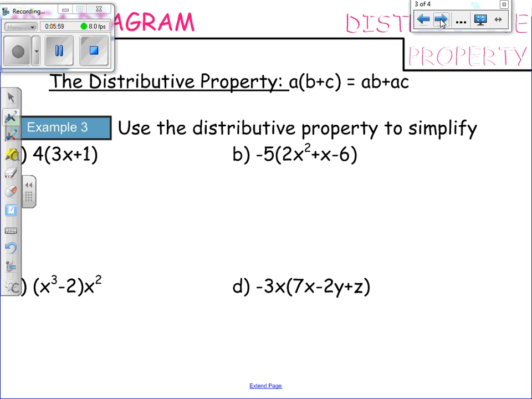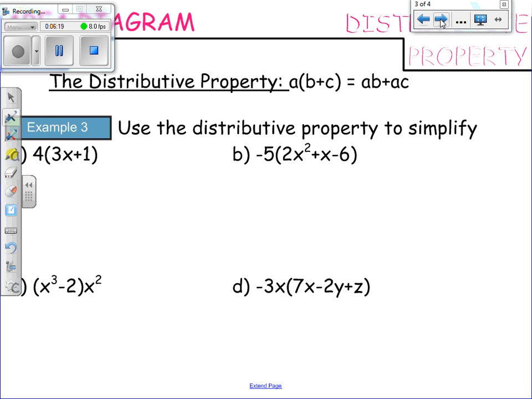Now we're going to move on to the distributive property. The distributive property is another way of solving monomials multiplied by polynomials. But you'll also see it later on when we do polynomials by polynomials. So this is just kind of a beginner step to more advanced questions.